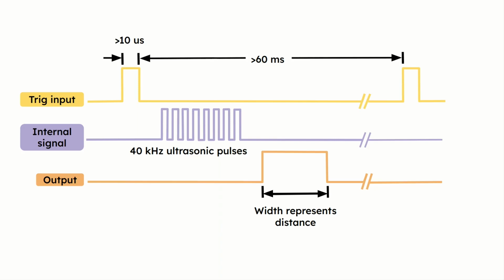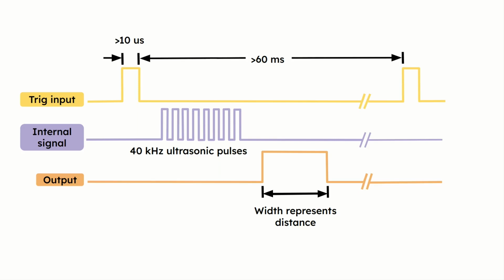You might wonder why 8 cycles and why a 10 microsecond trigger pulse? Well, the receiver and transmitter need a few cycles to reach their peak amplitudes. Too many cycles aren't necessary, so this balance is ideal.